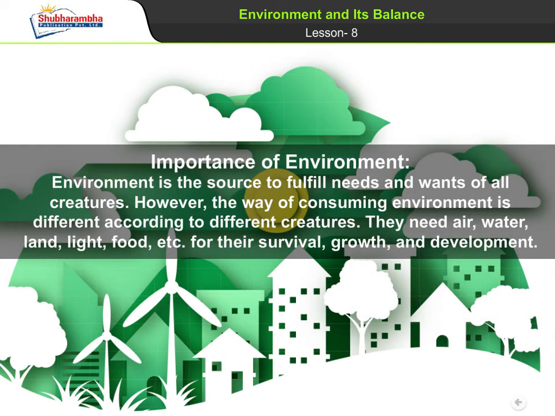Importance of environment. Environment is the source to fulfill needs and wants of all creatures. However, the way of consuming environment is different according to different creatures. They need air, water, land, light, food, etc. for their survival, growth, and development.